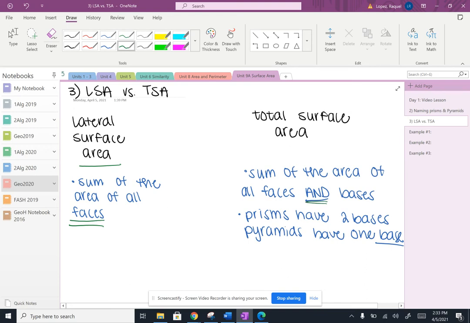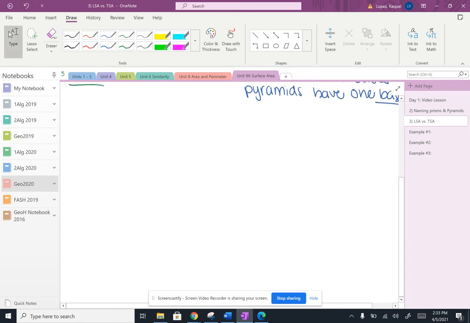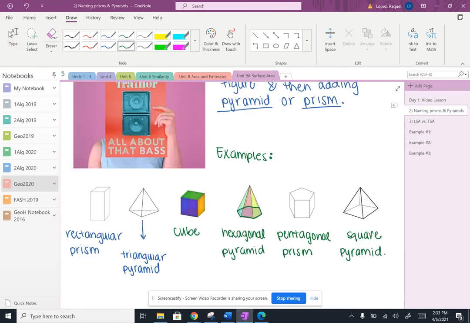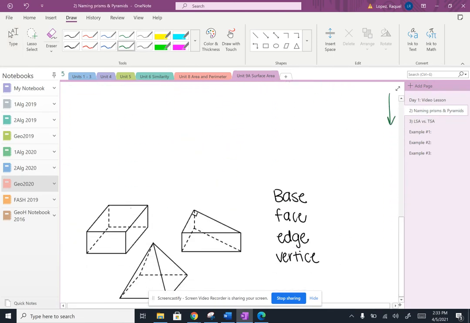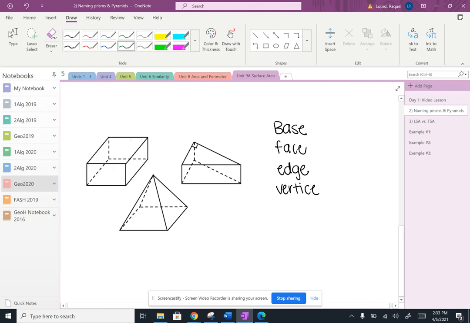And remember, when you're doing total surface area, you need to add in a prism the two bases, and in a pyramid, just make sure you add the one base. Let's come down here. Okay, so let's talk about what bases, faces, edges, and vertices are. Okay, so a base is the top or the bottom of a pyramid or prism. So I'm going to highlight the bases in all of these figures. So these are bases.